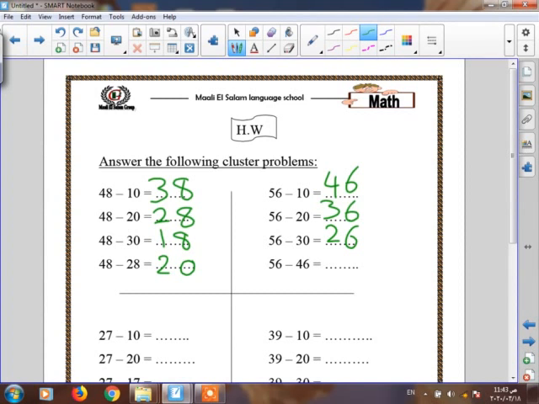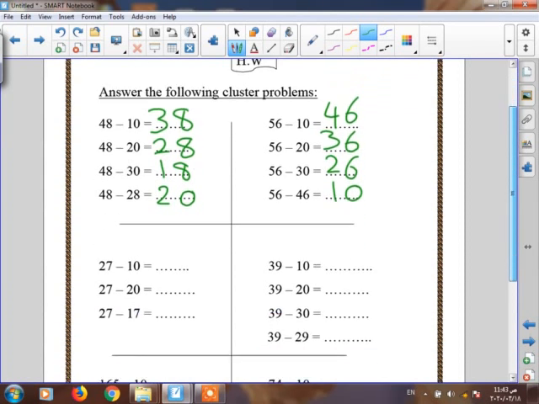And for the last one, 56 minus 46, again, I have to subtract from the ones and tens. So I start from the ones. 6 minus 6 equals 0 in the ones. 5 minus 4 equals 1 in the tens. So the answer is 10.